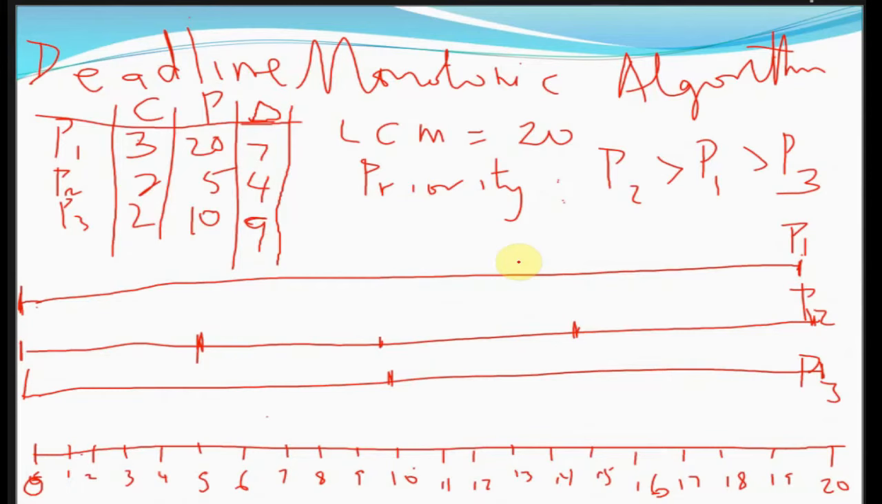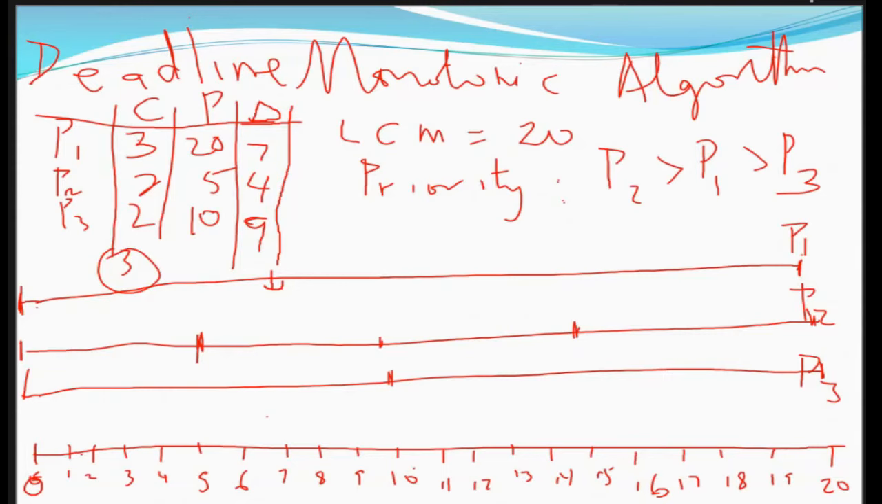P1 will start from 0 to 20. Okay? However, it has a deadline of 7. So it means that at 7, so usually I'll make the deadline like an arrow pointing downwards. Okay. So this is the deadline for P1. It means that at 7, the execution should be done for 3 units. And then it goes on like that.